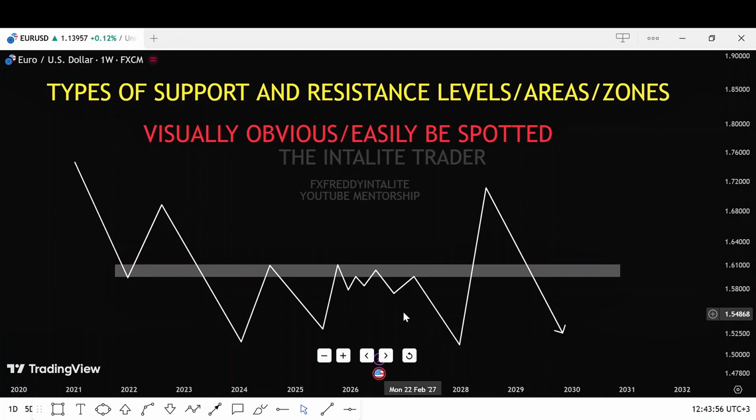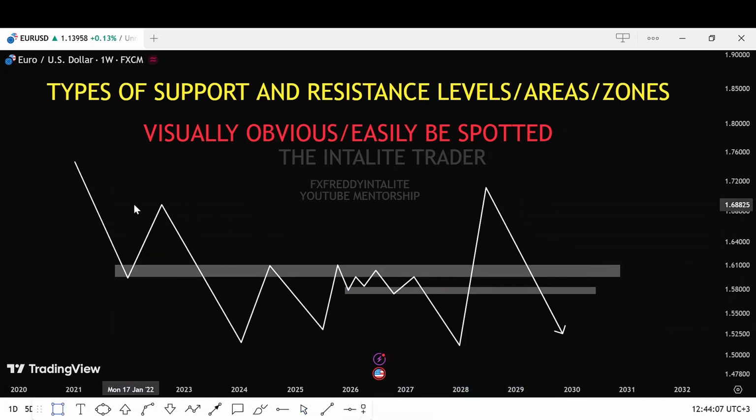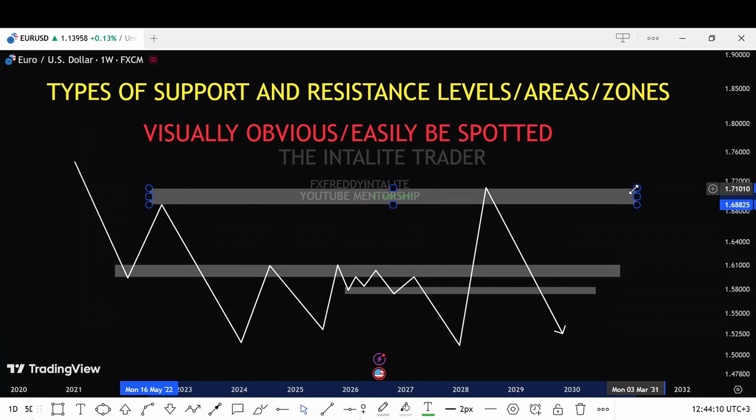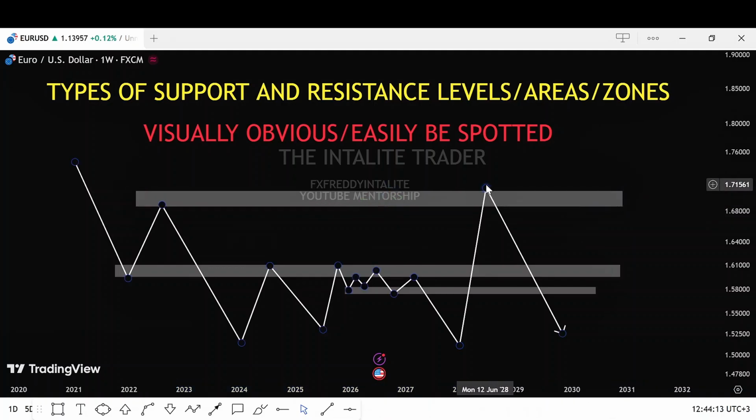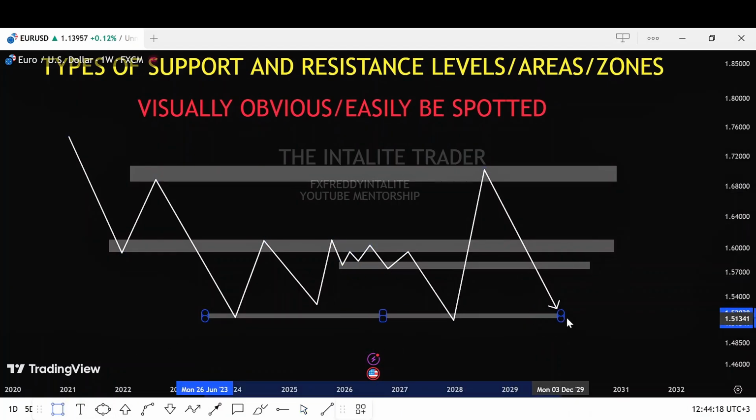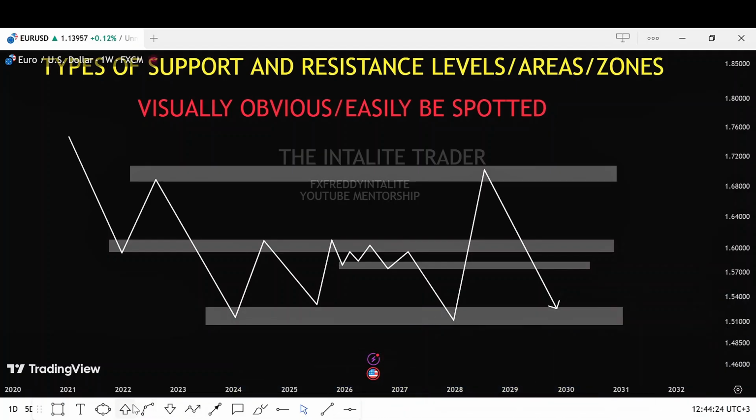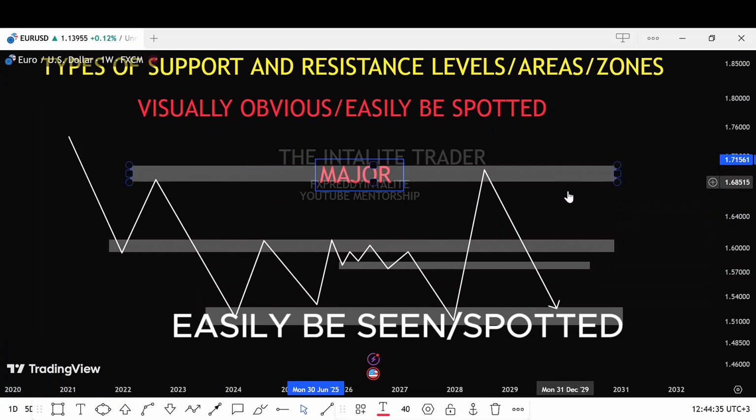And it may be difficult for you to see this one. So this may be hard for you to see, but you can easily see this with your naked eyes and tell this is a level here. And the same thing applies. You can easily see this level and tell this is a level. So these levels which are visually obvious, we call them the major levels. So this is a major level because it can easily be seen.